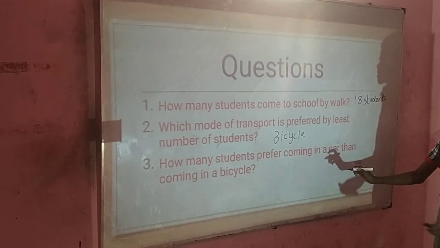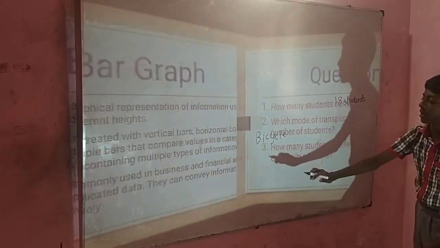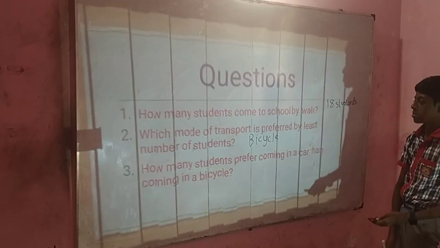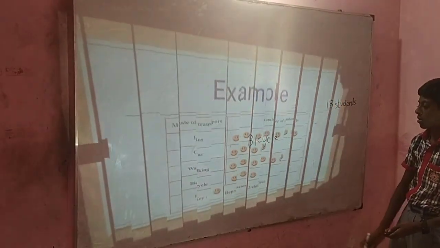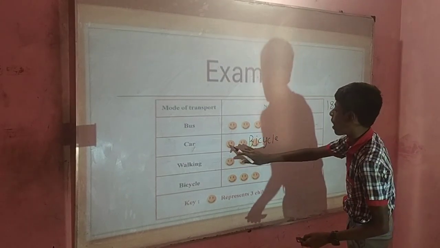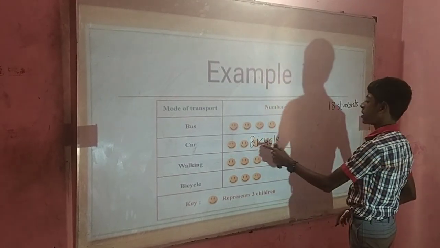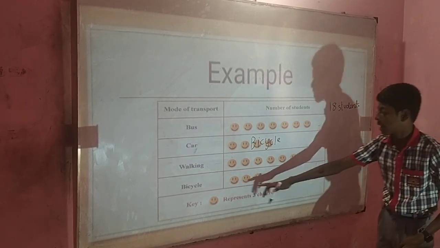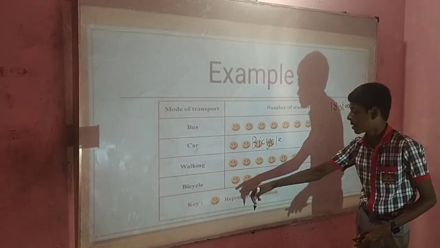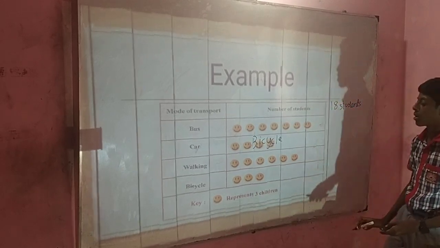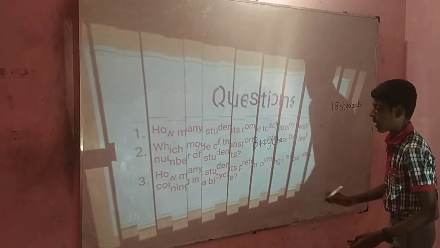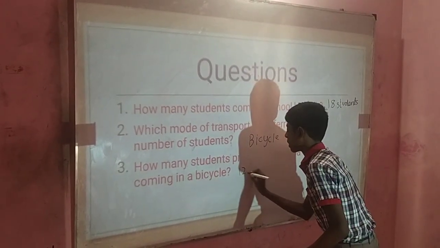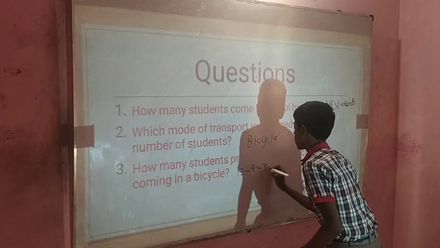So, how many more students prefer coming in a car than coming in a bicycle? The number of students coming in a car are 1, 2, 3, 4, 4 smiley faces, which means 12 students, and the number of students coming in a bicycle are 9 students. So the number of students that prefer coming in a car than a bicycle is 12 minus 9 equal to 3 students.